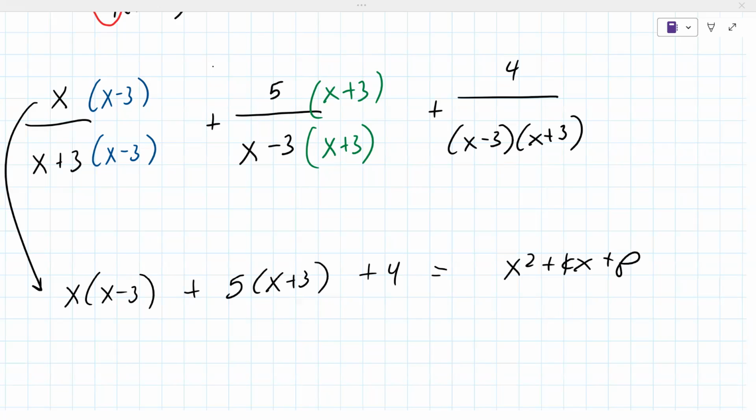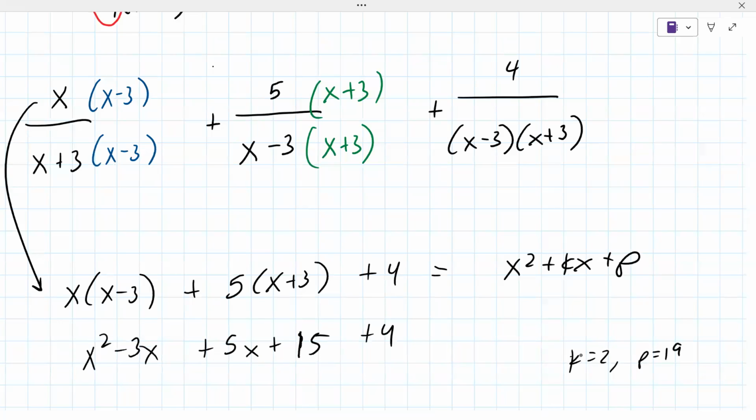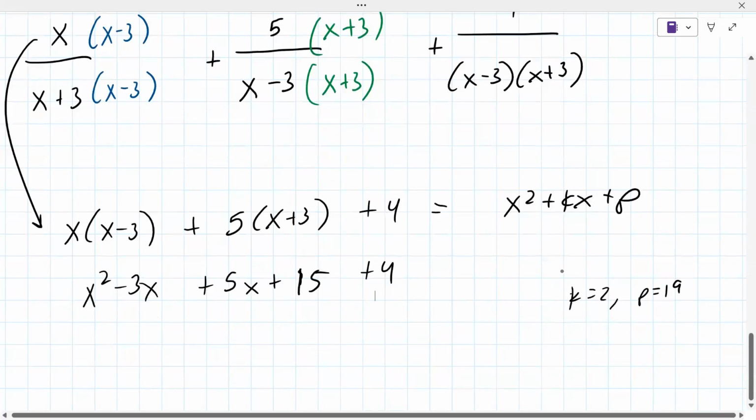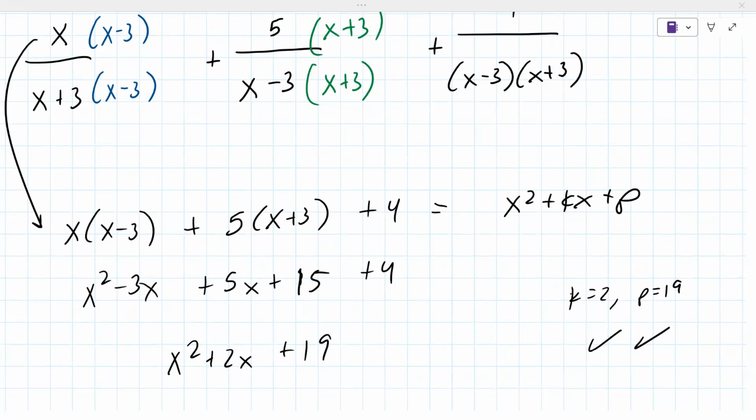I got k equals 2 and p is 19. Okay, so we got x squared minus 3x plus 5x plus 15 plus 4. Agree with your result there. Very good. Yeah, so I got x squared plus 2x plus 19, the final version. Yeah. Okay.